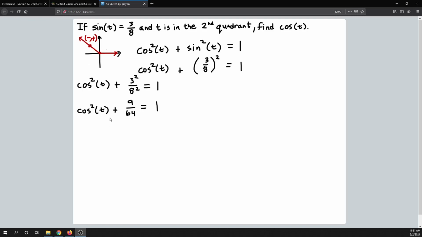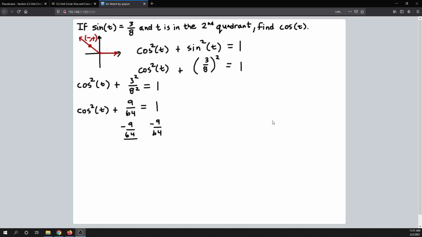All right, so I have each side about as simple as I can get it. And so now what I want to do is add or subtract from both sides with the goal of getting cosine squared by itself on one side of the equation. So what I'm going to do is subtract 9/64 from both sides.